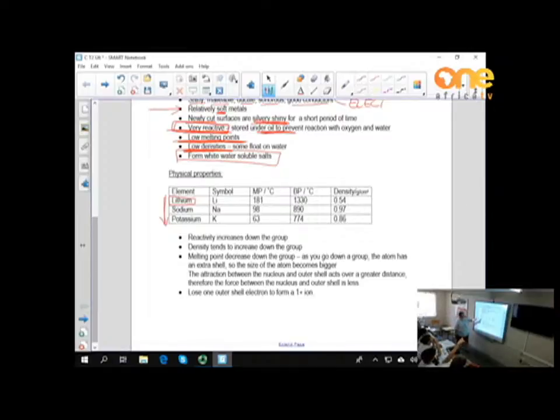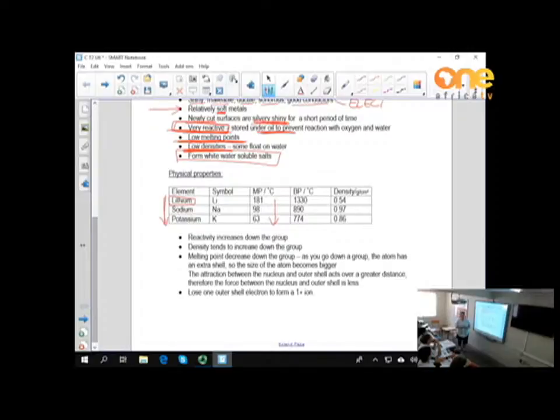So there we just have the symbol. There's nothing new. Look at the melting points and the boiling points. Can you see, as we go down the group, from lithium to sodium to potassium, etc., the melting point decreases. You don't need to remember specific melting and boiling points, but you need to know group 1 elements become more reactive as you move down. Melting and boiling points decrease. Density increases.